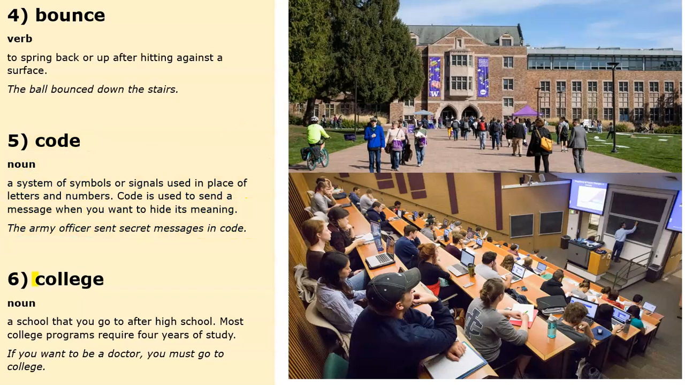The next word is college. College is a noun, so it's actually a place, and a college is a school that you go to after high school. And most college programs require 4 years of study. So after you finish high school, you can go to a college to study the job that you want to have forever. And a college, most people go there for 4 years, but some jobs need to go there for even longer. Let's look at the example.